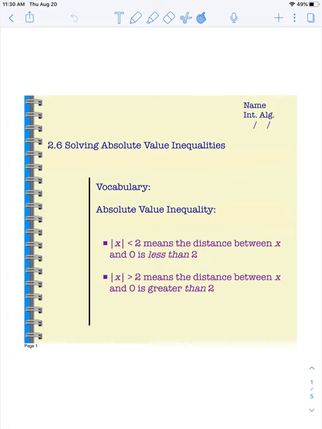Solving absolute value inequalities. All right, our vocab word: an absolute value inequality is just when you have an absolute value and you have an inequality. So if you have the absolute value of x is less than 2, it means the distance between x and 0 is less than 2. If you have an absolute value that's greater than 2, it means the distance between x and 0 is greater than 2. So remember, absolute value is all about distance. If it's less than, distance is less than. If it's greater than, distance is greater than.